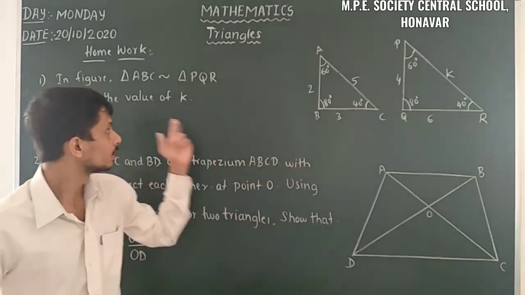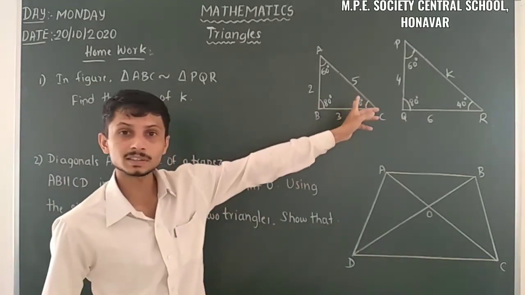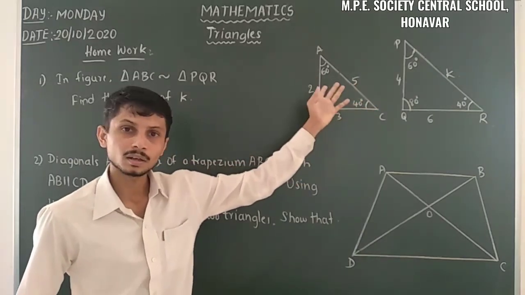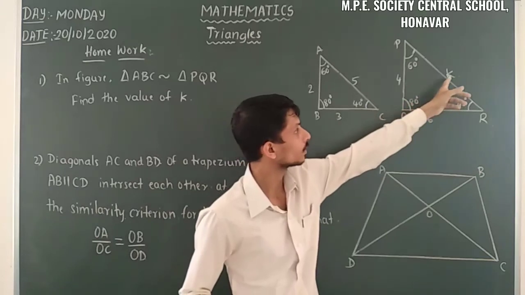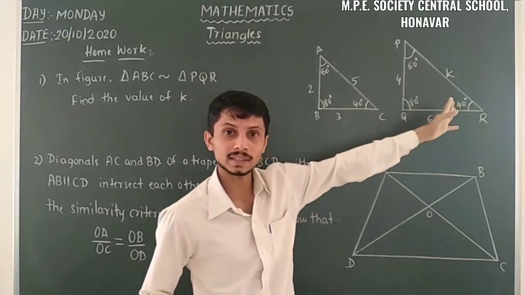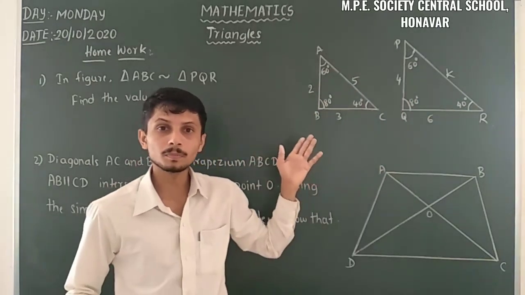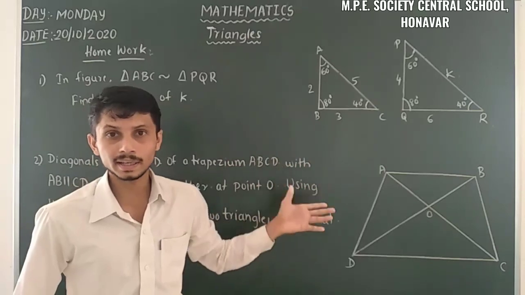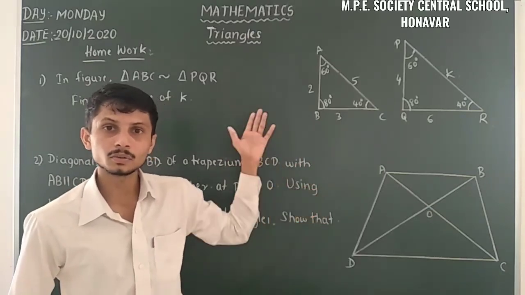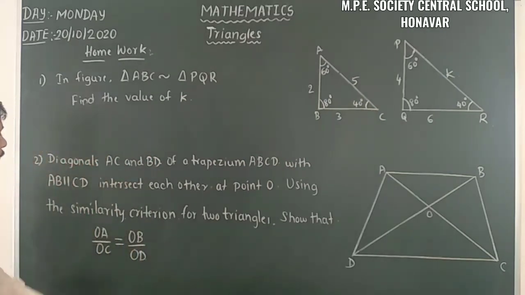We have to find the value of K. That means all the measurements are given, the measurements of corresponding sides in triangle ABC. But one side of the second triangle, PQR, is not given. So with the help of the ratio of corresponding sides according to the AAA similarity criterion, we have to find the value of K. So let us take the second problem here.